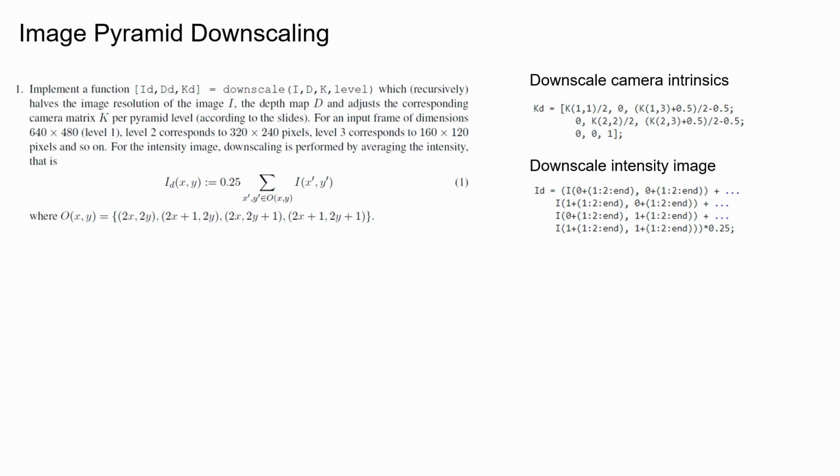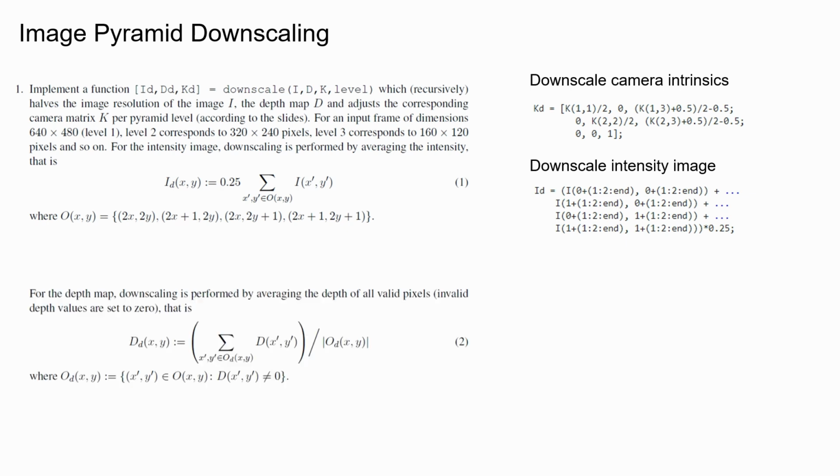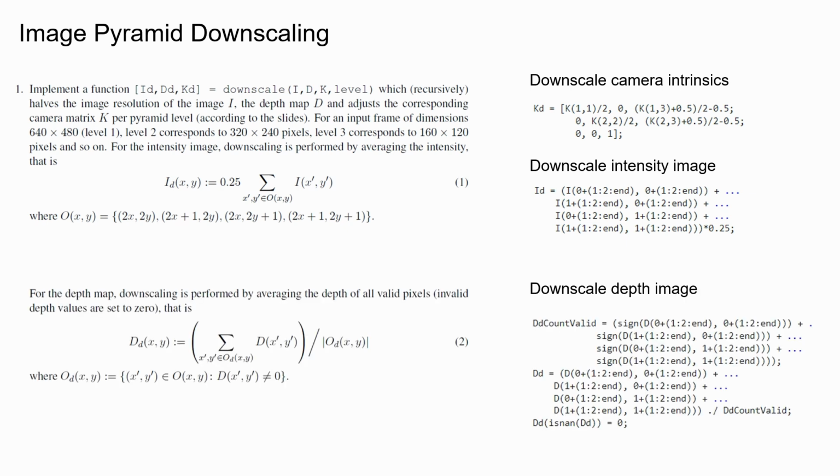Next, the intensity image is downscaled by averaging each 2 by 2 pixel block. For the depth map, we also downscale using a 2 by 2 neighborhood, but we only average valid depth values.